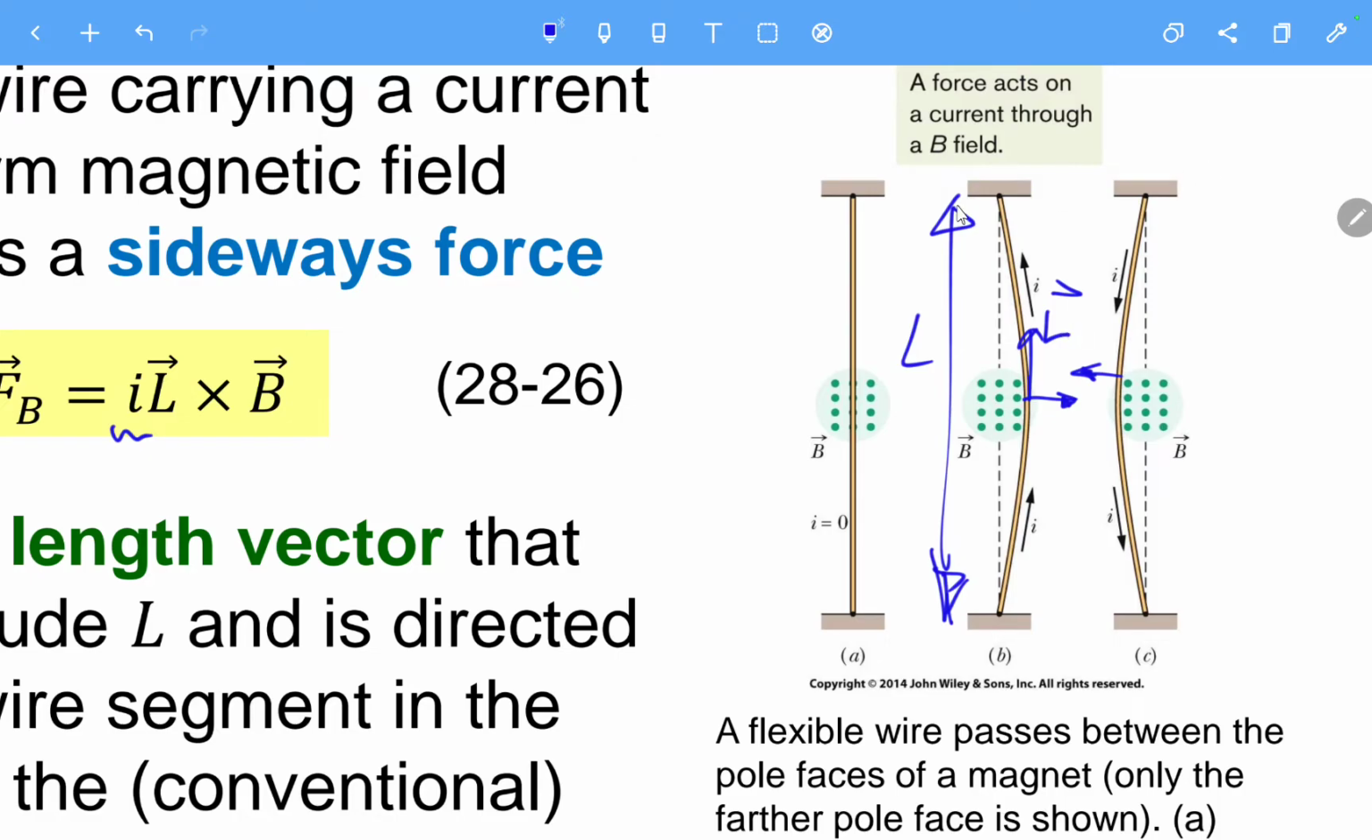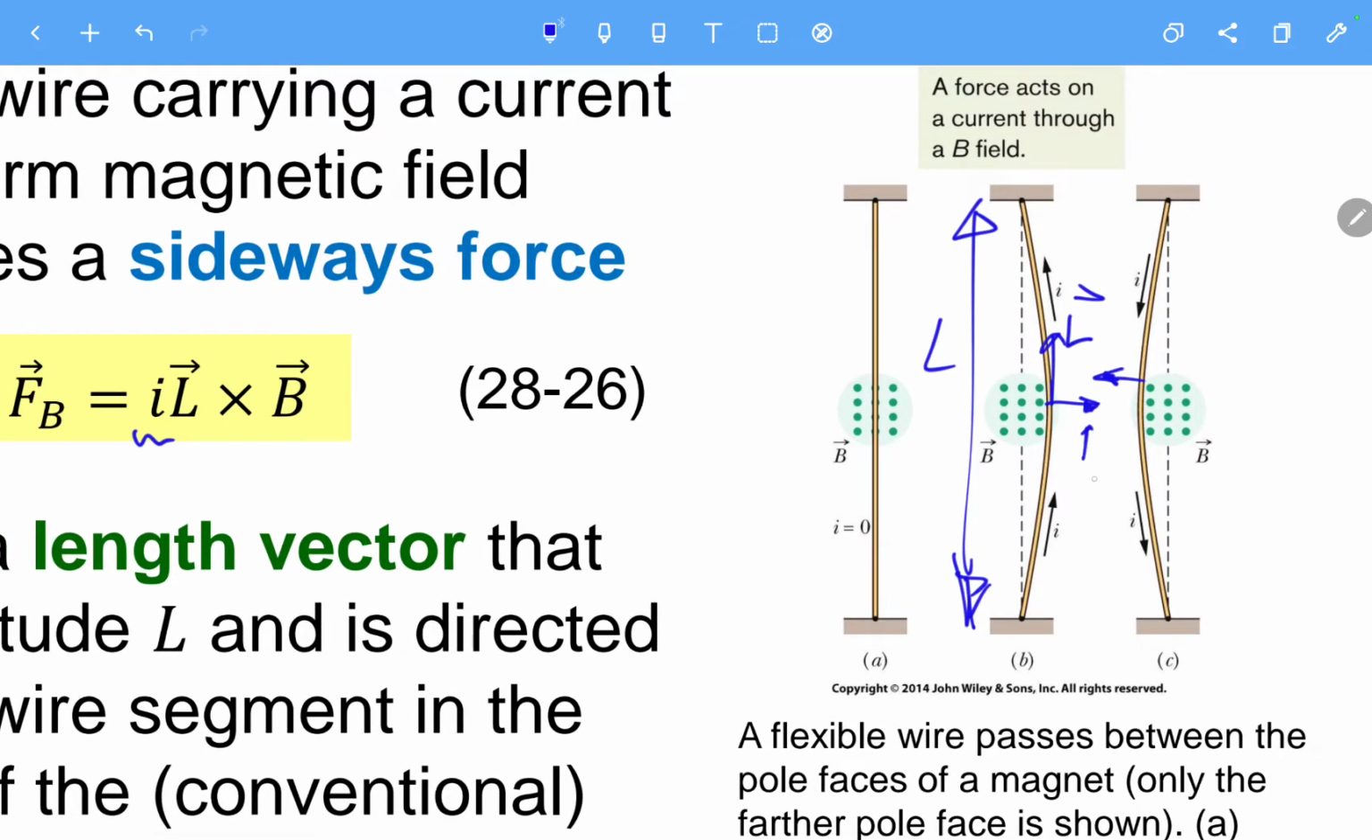So here for L cross B, we can use the right-hand rule. You point your fingers to the top, and then cross it to the B field. The B field is pointing out of the page. So we do it like this, and then your thumb will point to the right side. This is the direction of L cross B. And as long as I is positive, F_B should point in the same direction as L cross B.